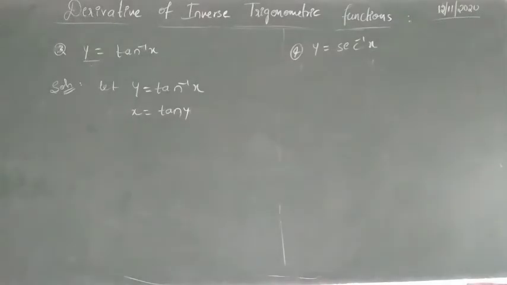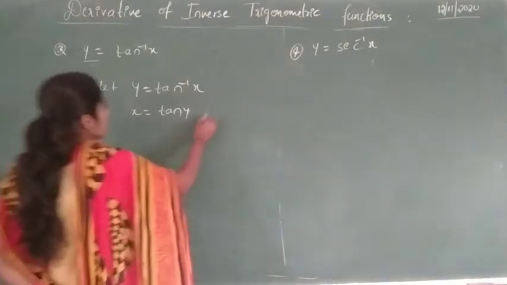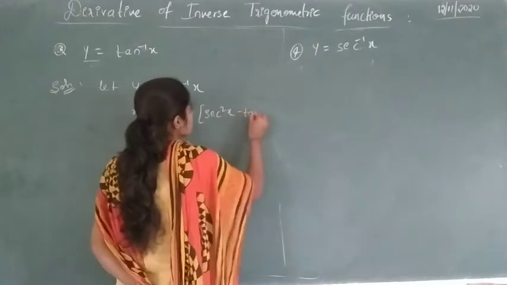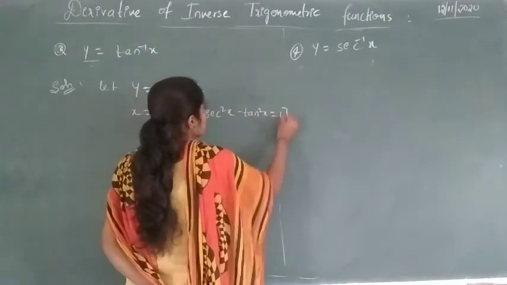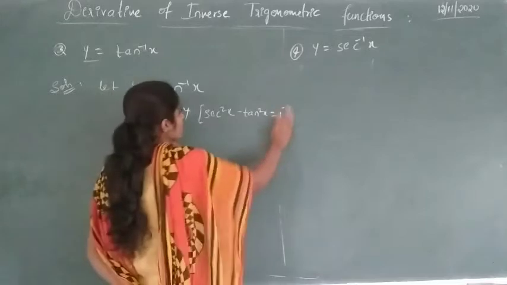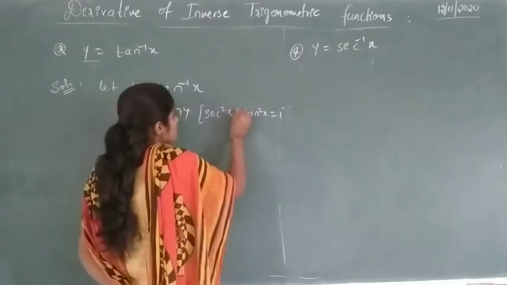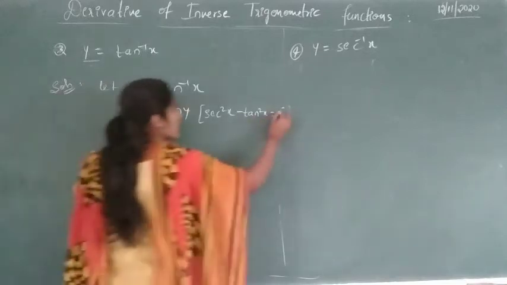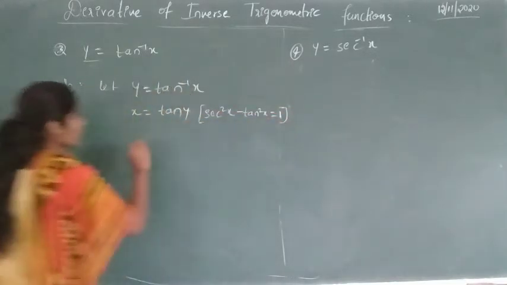That is the trigonometric identity. So we know that secant square x minus tan square x is equal to 1. Whenever I know this, just keep it in mind. This is one of the trigonometric identities.